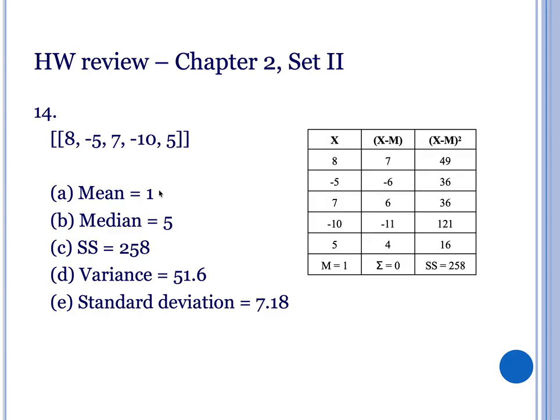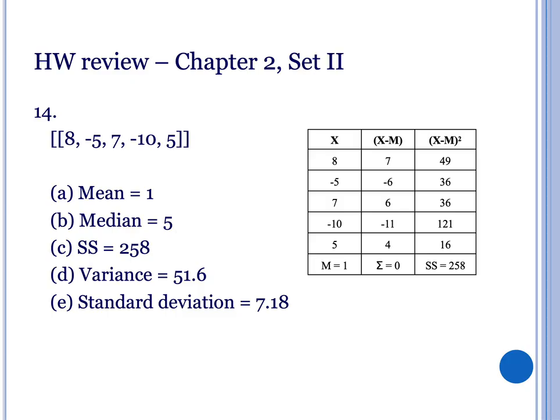Great. My mean is 1. My median, if I were to line these numbers up from least to greatest, my least would be -10, and then -5, and then 5, 7, 8. N minus 1 divided by 2 is going to give me a rank of 3. That's going to be my middle number, which ends up being the 5. So I get a median of 5.